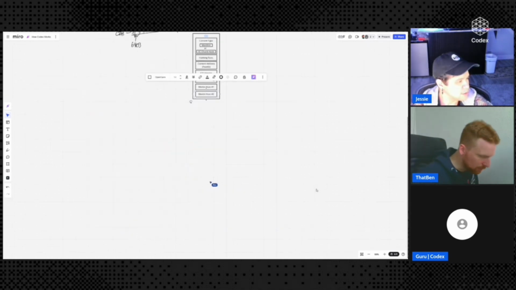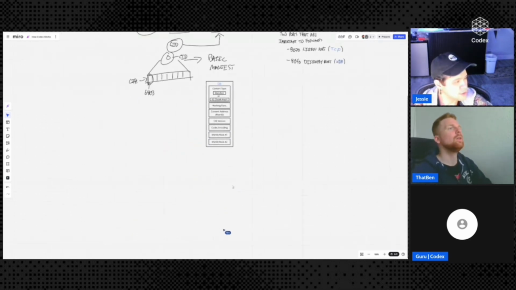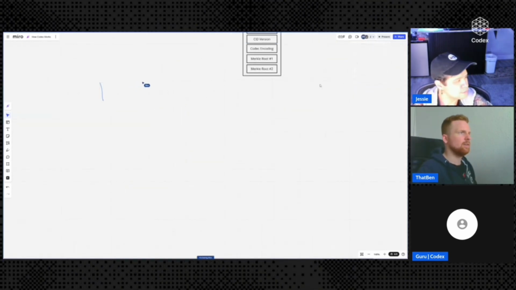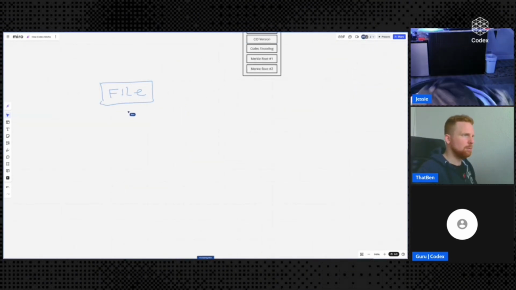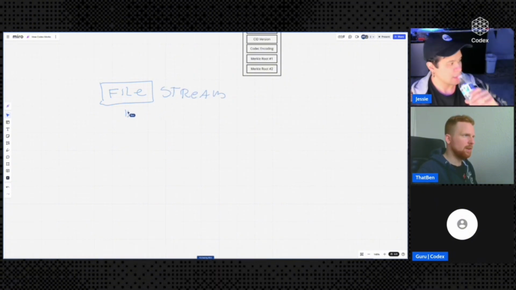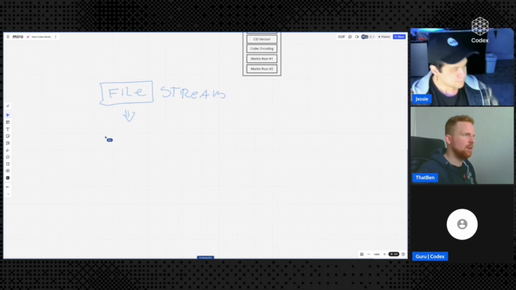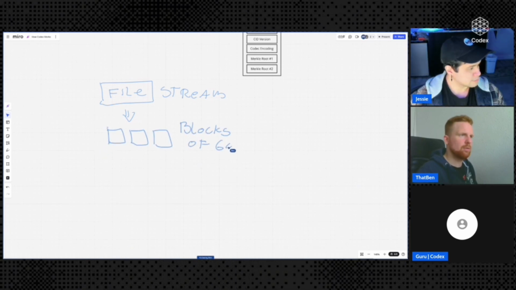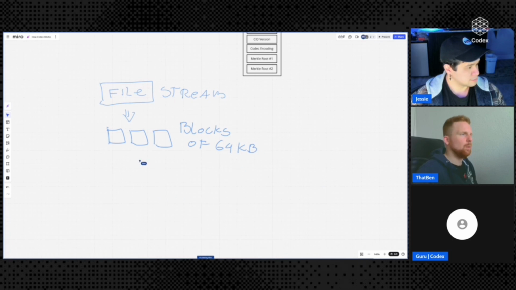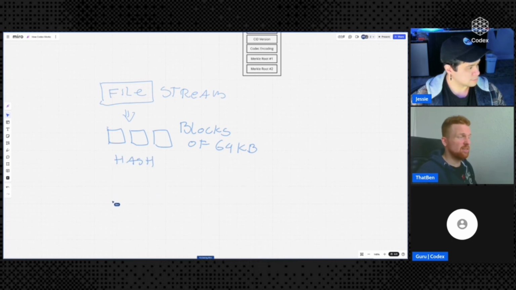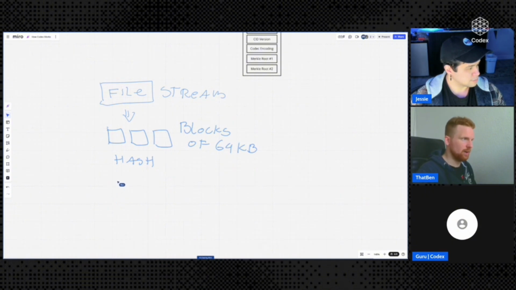Do you want me to give it a try? Sure. Going through the flow. Yeah, go for it. Here's your file. And you stream it to your Codex node. So it's a stream. Then it gets cut into blocks of 64 kilobytes. We can hash the blocks, and that means each block gets its own unique identifier.